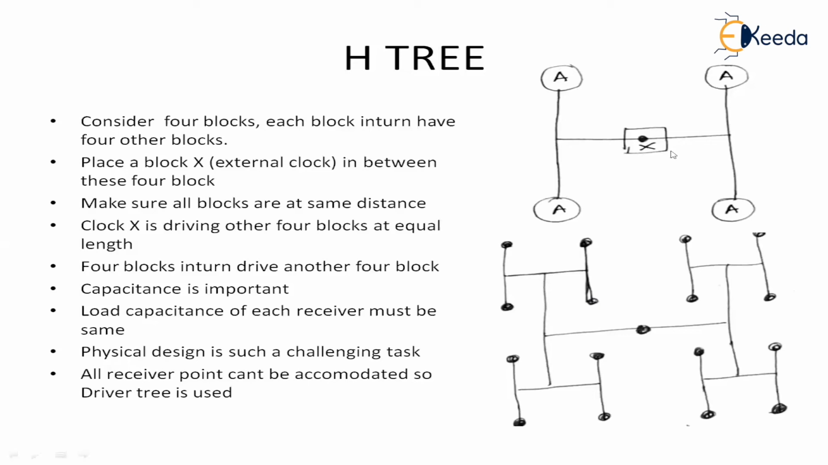Because X is at the center and is driven to 4 blocks at equal distance, which in turn each have 4 more units. Still the same logic is happening, but what is going to happen? The capacitance is important. So the load capacitance of each receiving unit must be the same. But I can't make sure that this unit and this unit are going to have the same capacitance.